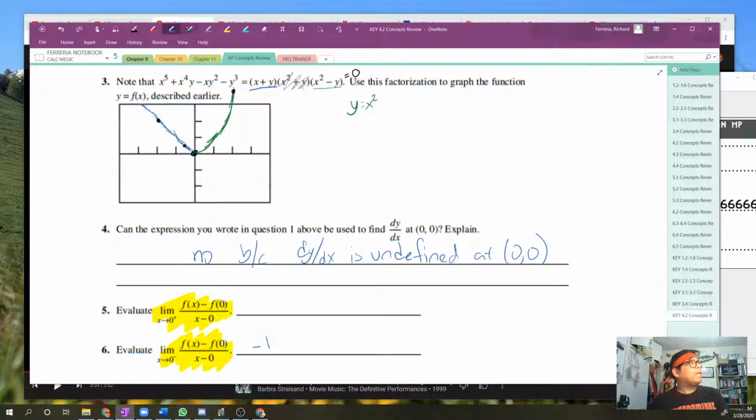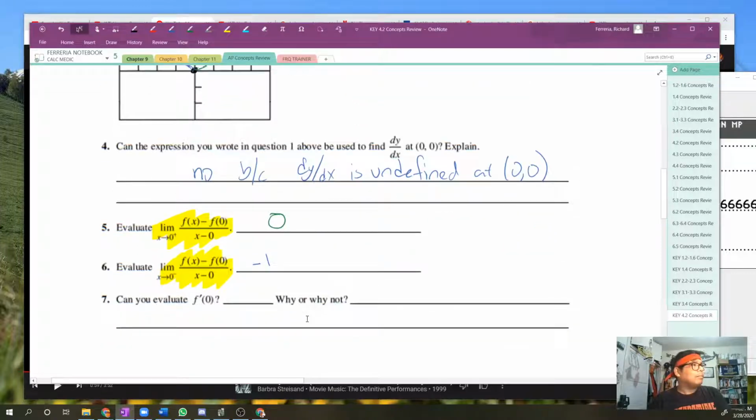Now on the right side, we're following the parabola. And if we know about the parabola, there is a horizontal tangent line right at the vertex. So here, on the right side, the slope is approaching 0 because, well, it's a parabola. So can we evaluate that? No. Why? Because the limit from the left and the limit from the right is not equal to each other.